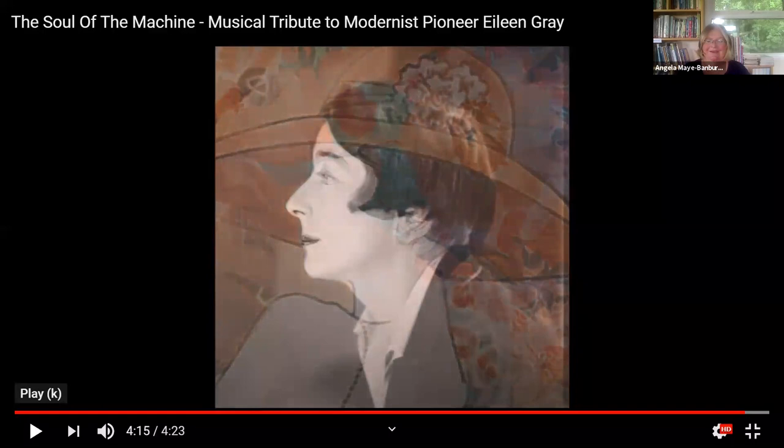So the story of Eileen Gray is something we will be coming back to. The contrasting approaches to both housing and home adopted by Le Corbusier and Eileen Gray make for a fascinating story, and it's one I'll share with you in a bit more detail as the module progresses.